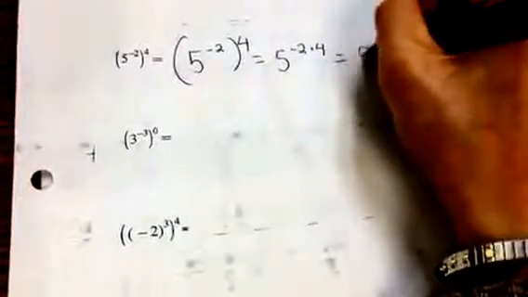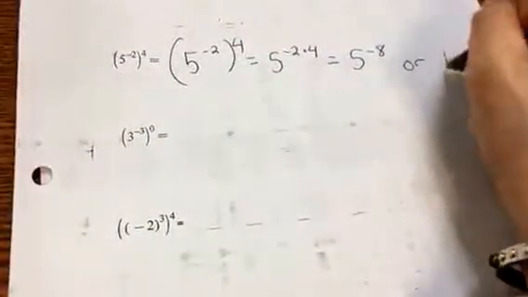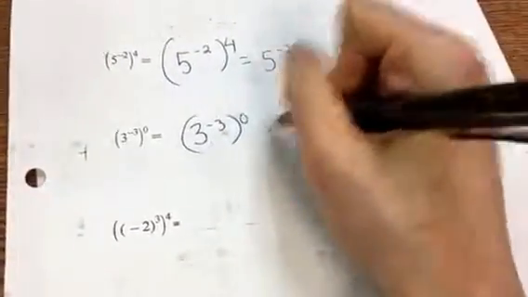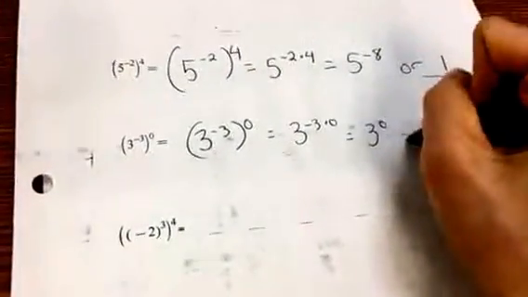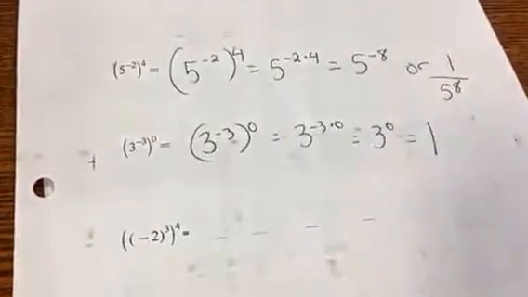Okay. So here's a couple more examples, and I'm just going to apply the rule to make it easier for myself. Yes, I can expand it out, but I'm just going to apply the rule. So 5 to the negative 2 to the 4th power equals 5 to the negative 2 times 4 equals 5 to the negative 8, or 1 over 5 to the 8th power. 3 to the negative 3 to the 0 power equals 3 to the negative 3 times 0 equals 3 to the 0 equals 1, because any number to the 0 power is equal to 1.